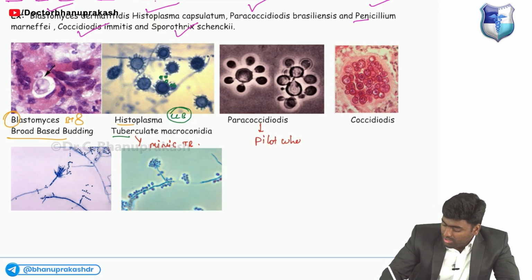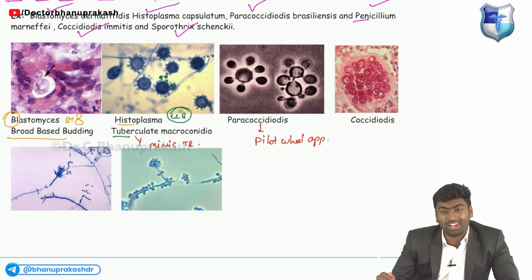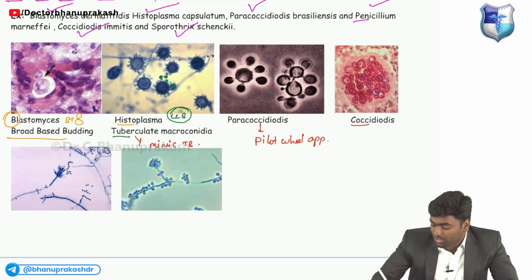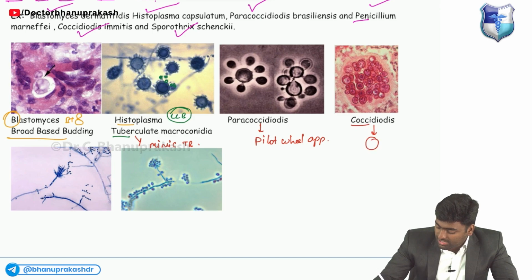And if you are able to see the next condition, this pilot wheel appearance, it is seen in a case of paracoccidioidomycosis. And next, coccidioidomycosis, you will be able to see these spherules and small spores.